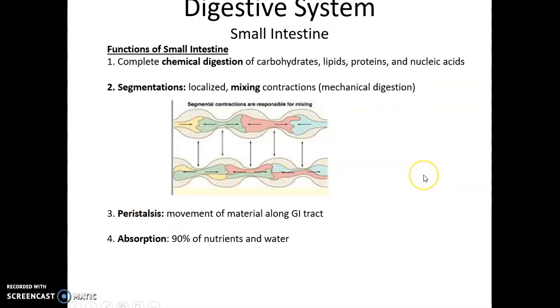Then, of course, there's peristalsis. Peristalsis is the muscular contractions that will move the chyme along the length of the small intestine. And then, of course, absorption. The small intestine is able to absorb 90% of the nutrients and water that is found in the chyme.